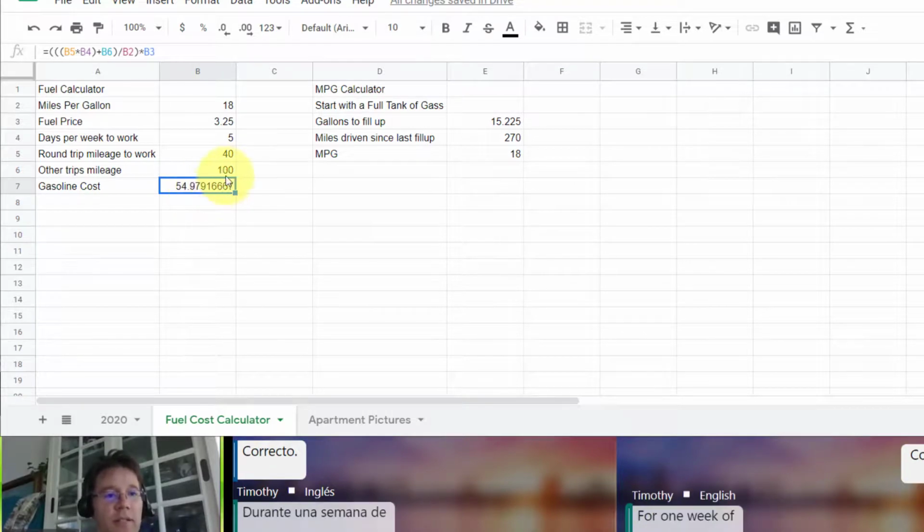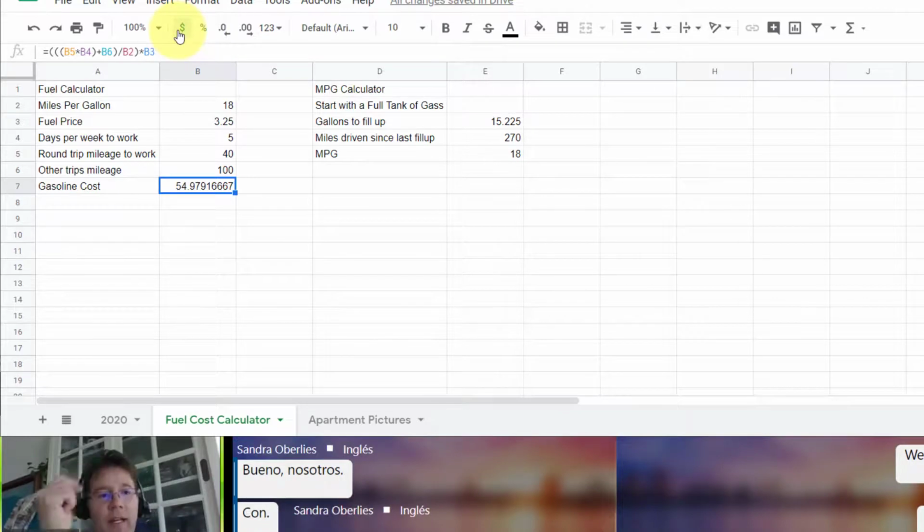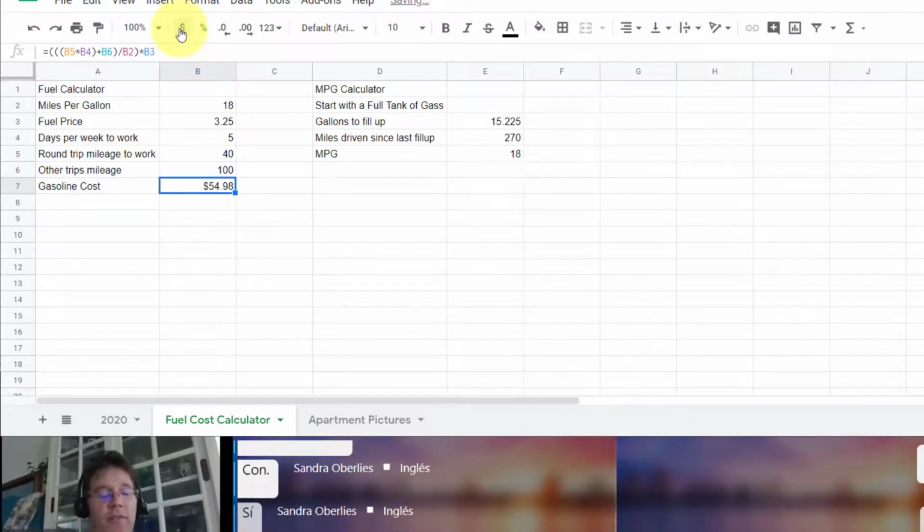So let's put the $ sign on that. Well, there's that little button in the top just so it shortens it. I know we're going to add one more thing. Okay. All right, so that's $54.98.